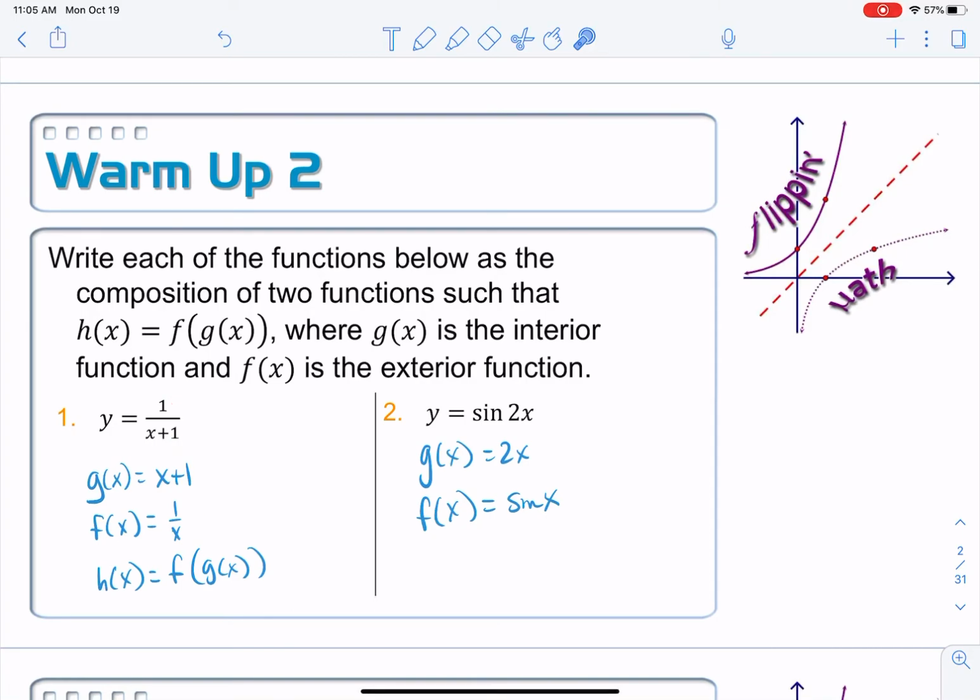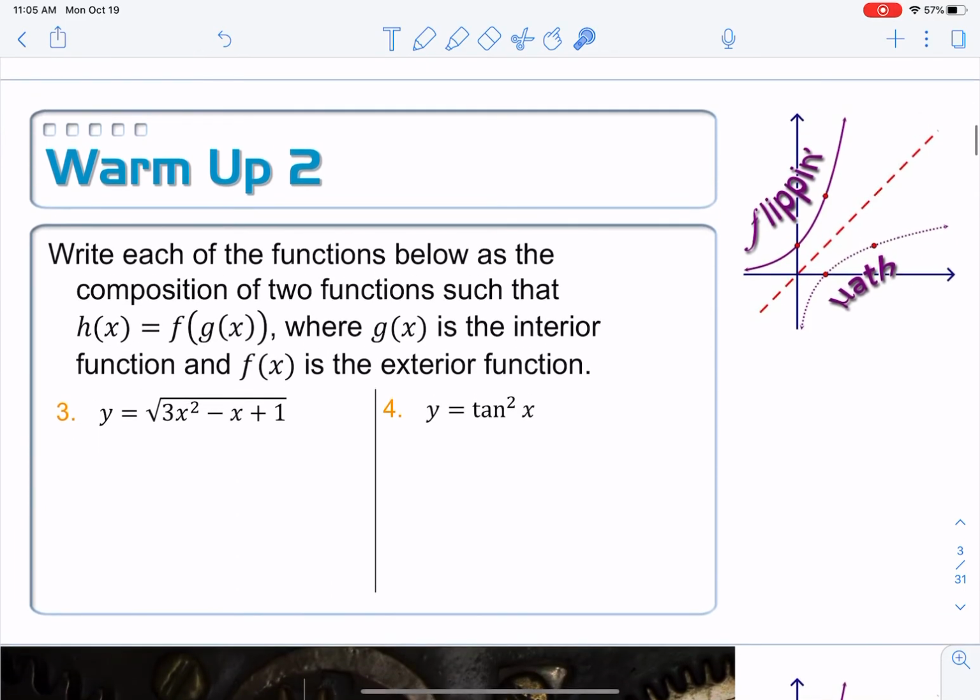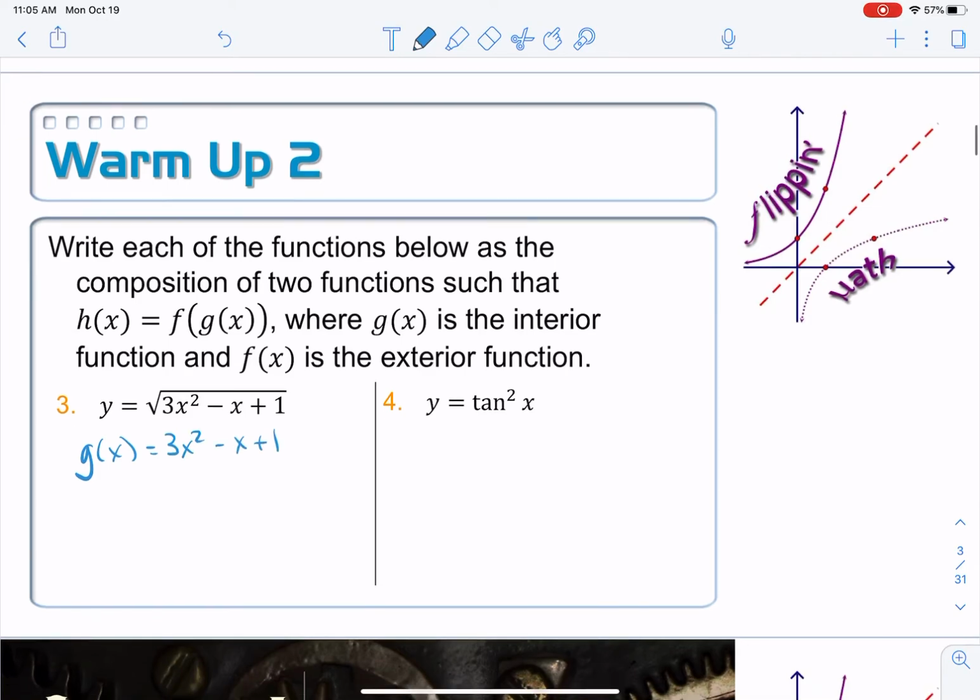Okay, all right then. Let's look at 2 more of these decompositions. On number 3, y is equal to the square root of 3x squared minus x plus 1. Can we see something inside of something else? I can see this quadratic is put inside of a square root. It's a composite or a composition of functions where the interior is the quadratic, 3x squared minus x plus 1, and then the exterior is just simply the square root. So f of x is equal to the square root of x, so that I would get my h of x function, or y in this case, when I take this and substitute it in for x.